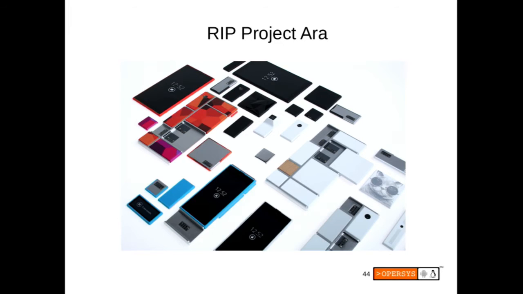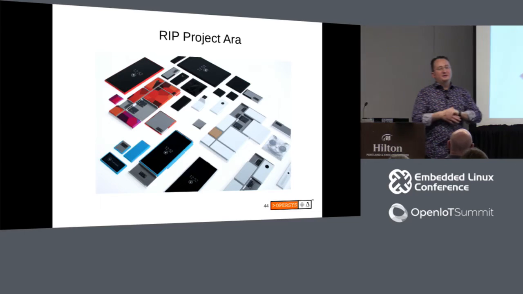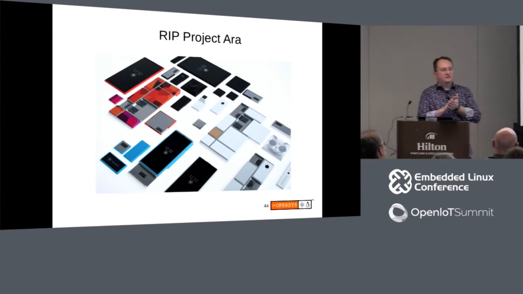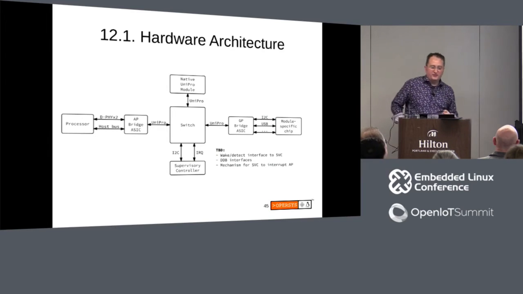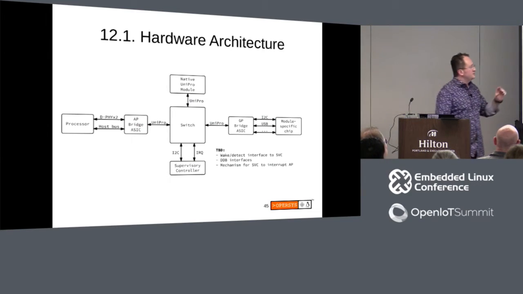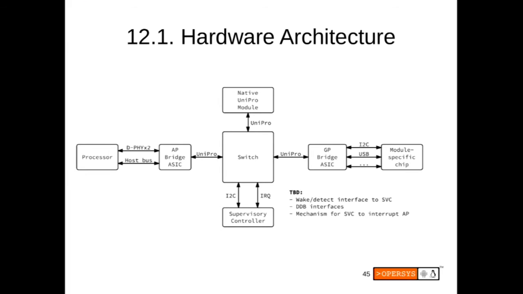So aside from being super cool, there were a few things that we did in Ara that are still very interesting. The architecture that Ara had was that you had an application processor, your bleeding edge SoC, whatever it is, talking to a switch to modules on the other side. This is the UniPro bus, and I'm not going to delve into that; you can look that up.